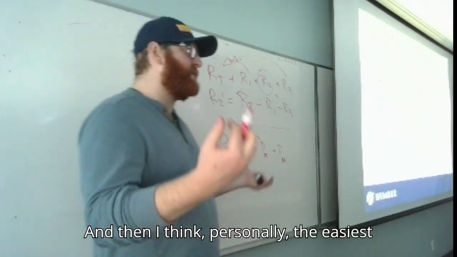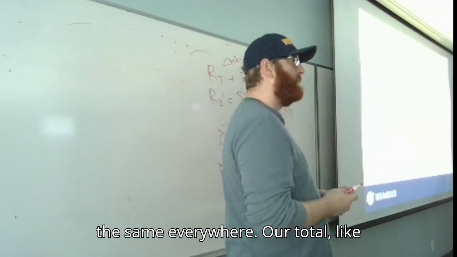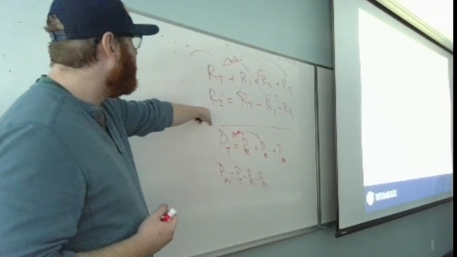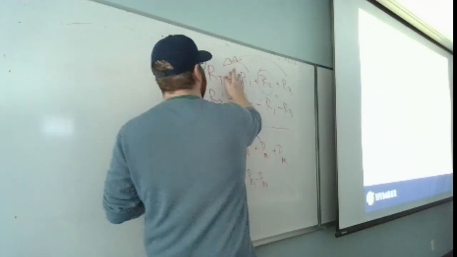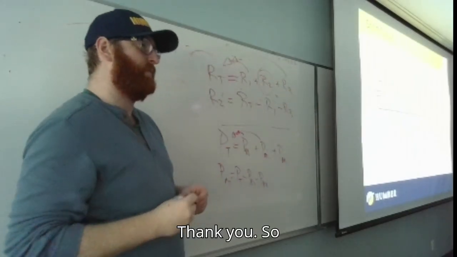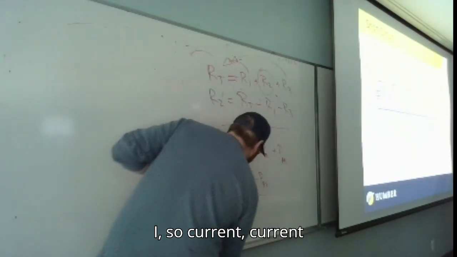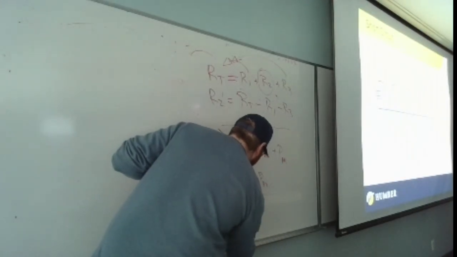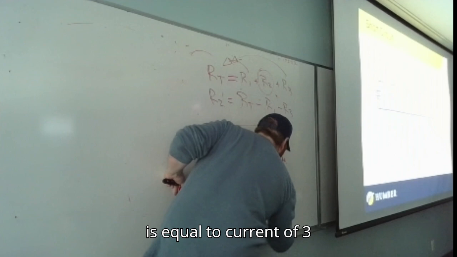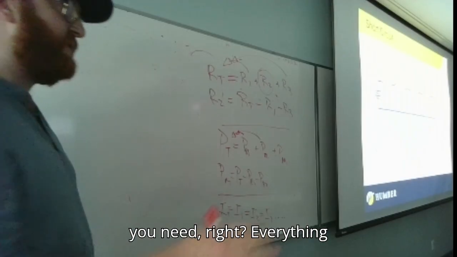And then I think personally the easiest one is current, because current is just the same everywhere. Current total is equal to current of 1 is equal to current of 2 is equal to current of 3 forever. Those are like the main formulas you need, right? Everything pretty standard so far.